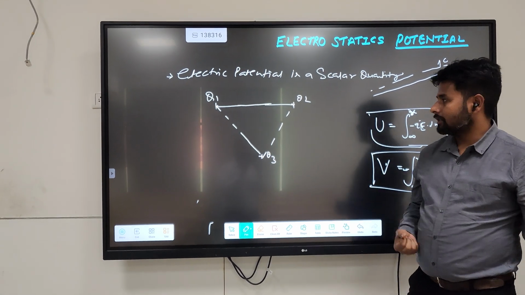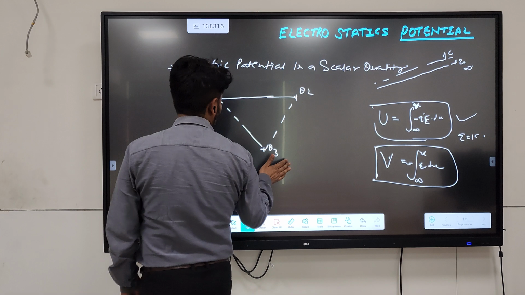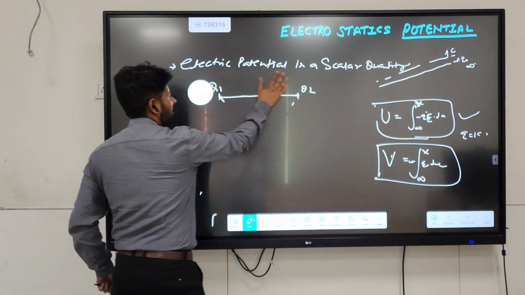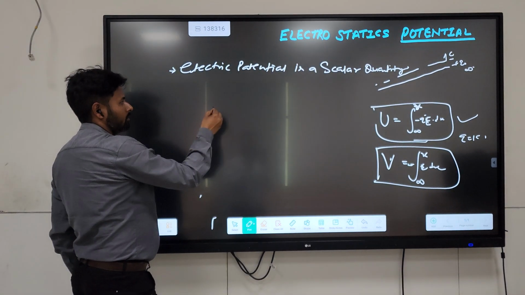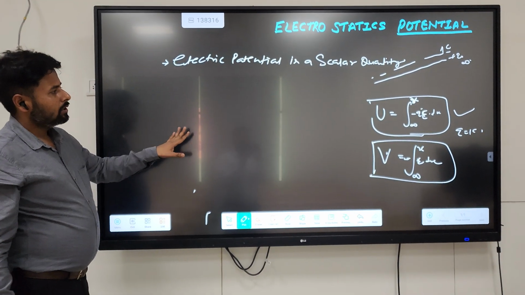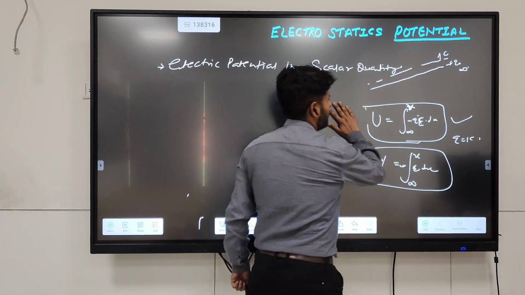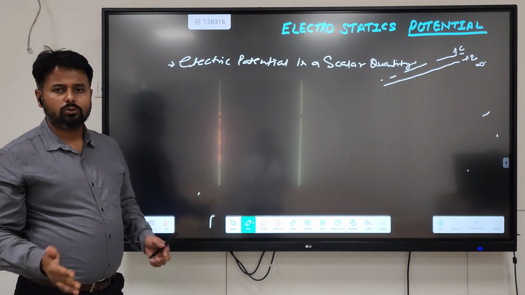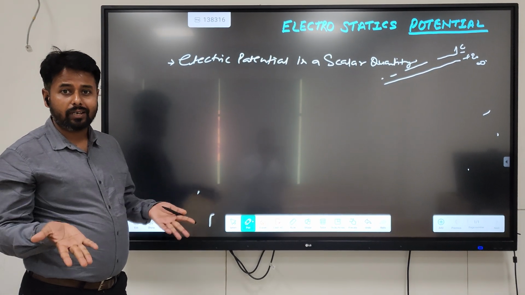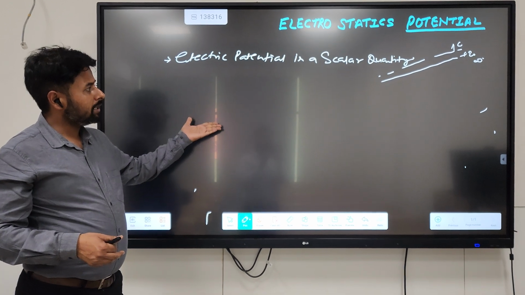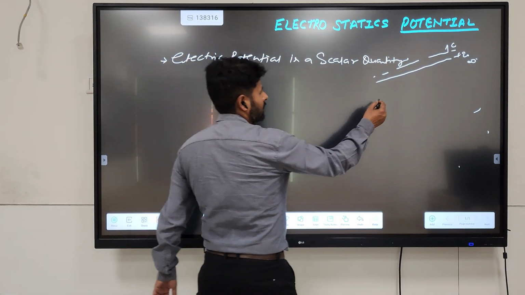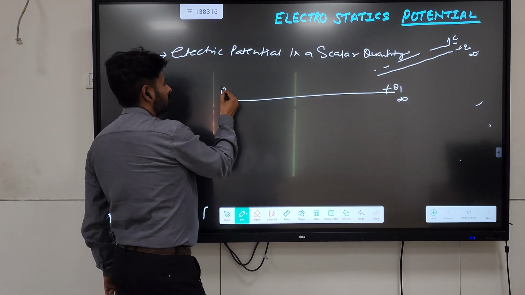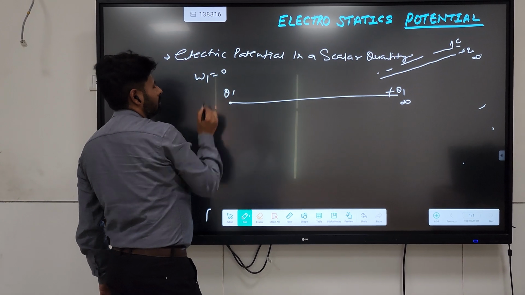So how can you understand this situation, students? Initially, if you are bringing this charge from infinity to a given point, there is no other charged particle in this plane, so no other charge will repel it and no other charge will attract it. So work done will be equal to 0, because no force is there, no electric field is here. So the work done to bring the Q1 charge from infinity to a given point will be equal to 0. Work done W1 equals 0.